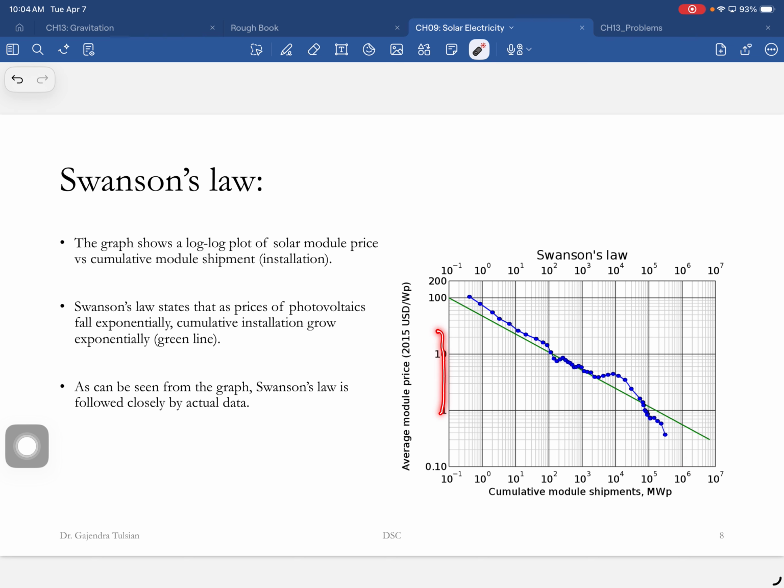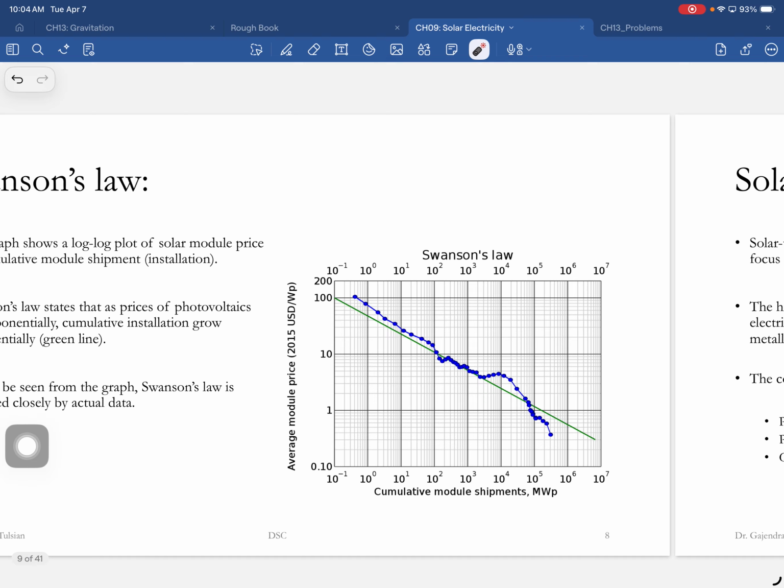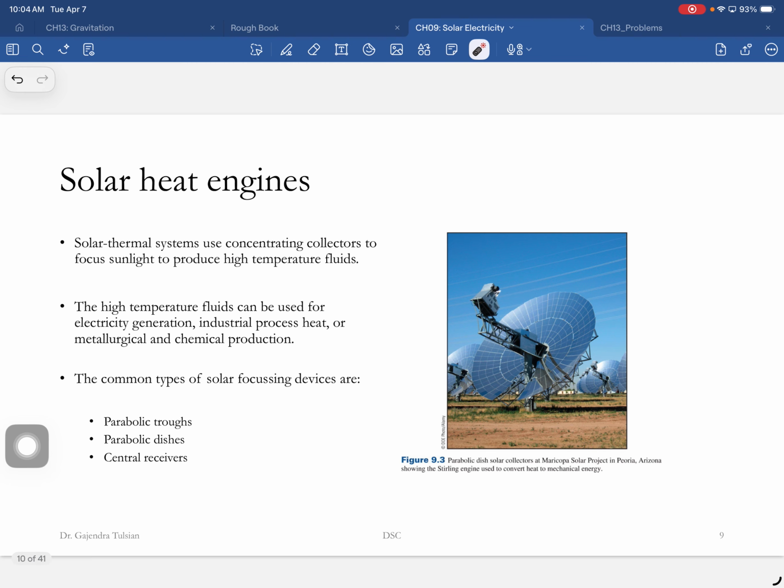So this is a Stirling engine. This is not producing high temperature fluid. The high temperature fluid can be used for electricity generation. You can use it for industrial processes and other processes as well. Okay, so here is a parabolic trough.